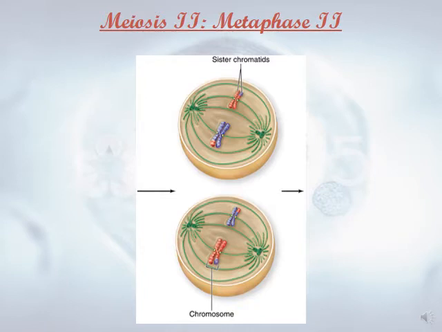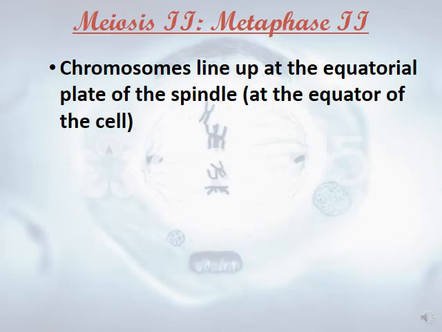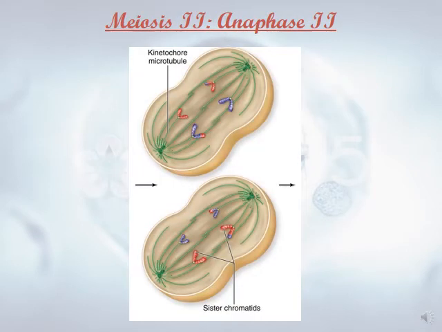Metaphase 2. What will happen at metaphase 2? The chromosomes line up at the middle of the cell, forming what's known as the equatorial plate. Meiosis 2, as you see until now, in prophase 2 and metaphase 2, is 100% identical to mitosis, but here we have two daughter cells. Let's move to anaphase 2.